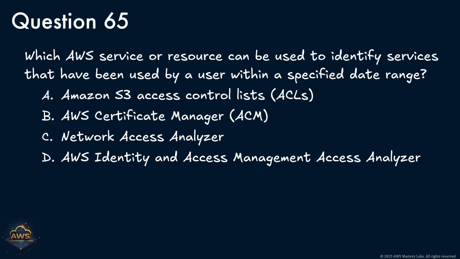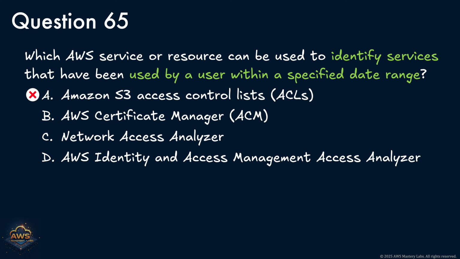Which AWS service or resource can be used to identify services that have been used by a user within a specified date range? Let us identify and interpret key phrases in the question that will help with answering it. This question hinges on tracking service usage by a specific user over a defined date range. The phrases identify services used by a user and within a specified date range point us toward activity tracking, access logging, or audit-focused services. We're not looking for who can access something, which is about permissions, but rather who has accessed what and when. That temporal aspect, the specified date range, tells us that event history or API call logging is critical to the answer.